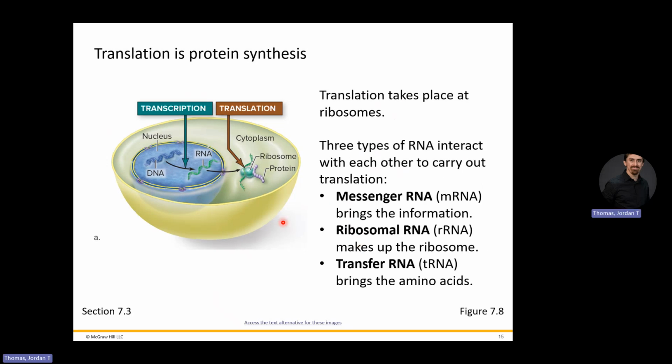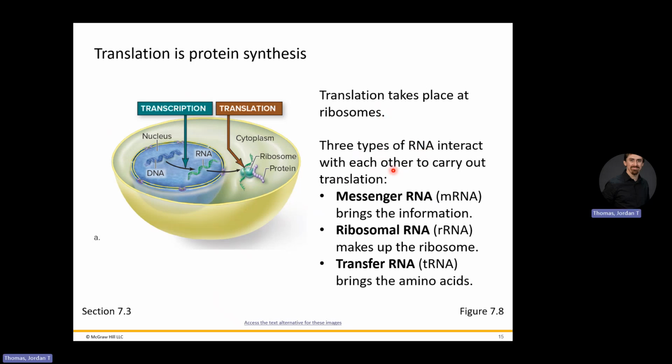And to do this, we have a couple key players. Some of these we're not going to see right away, though, in transcription. Well, right now we're talking about translation. So translation takes place in the ribosomes. Transcription is in the nucleus, translation is in the cytoplasm here. And we use what's called ribosomes, which we talked about briefly in Unit 1. Ribosomes are the organelle that makes proteins.